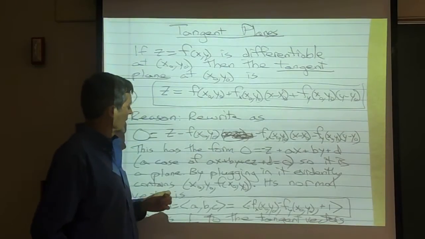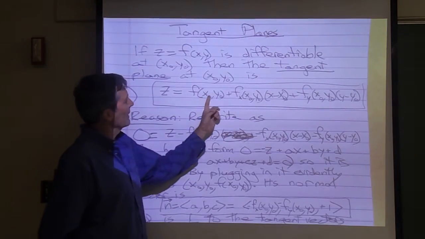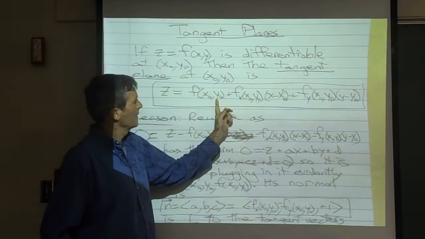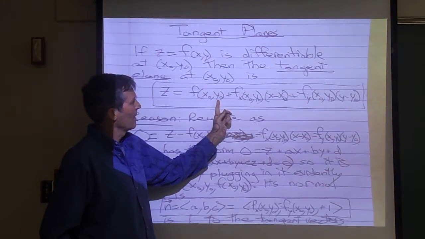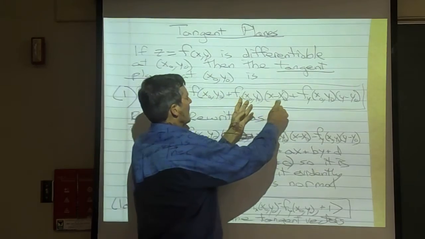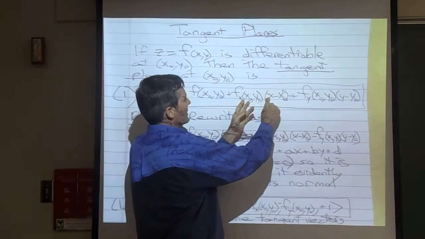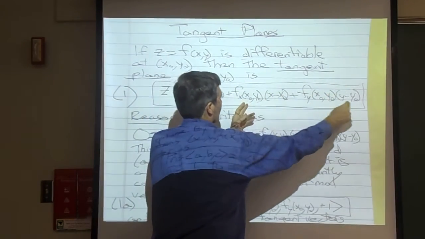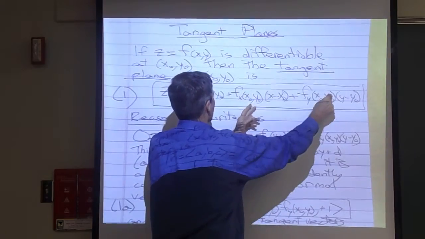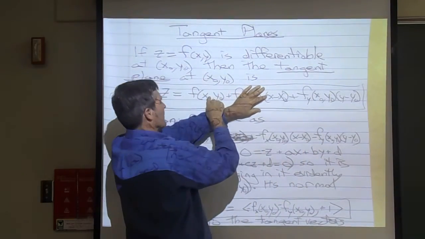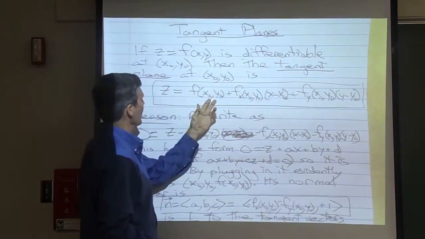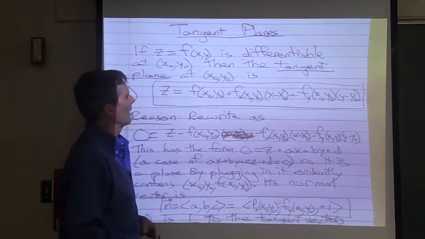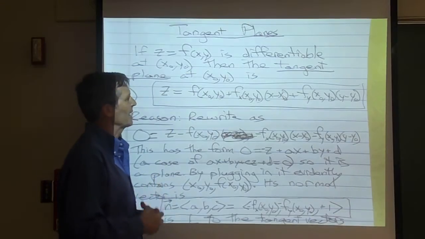And now you can do the following. If you plug into this equation of a plane the point x0, y0, what do you get? Well, x0 for x makes this 0, y0 for y makes this 0, so you have 0 plus 0, you get z equals f of x0, y0. So this plane goes through the point on the surface, x0, y0, f of x0, y0 that you want. It goes through the point of tangency.